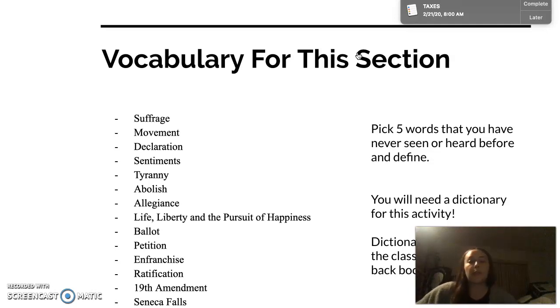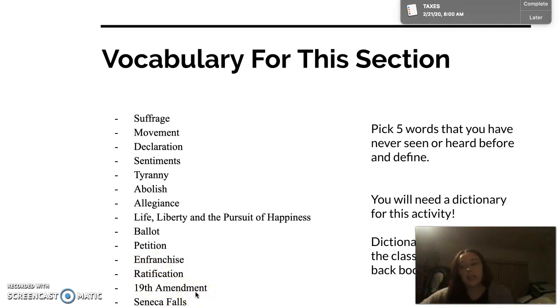So, some vocabulary for this section. What I want you guys to do is pick 5 words that you have never seen or heard before and define them. You will be needing a dictionary for this activity, and dictionaries are located in the class library, which is in the back of the room, or in the back bookshelf. So go ahead and pick 5 of these words right here: suffrage, movement, declaration, sentiments, tyranny, abolish, allegiance, life, liberty, and the pursuit of happiness, ballot, petition, enfranchise, ratification, 19th Amendment, and Seneca Falls.